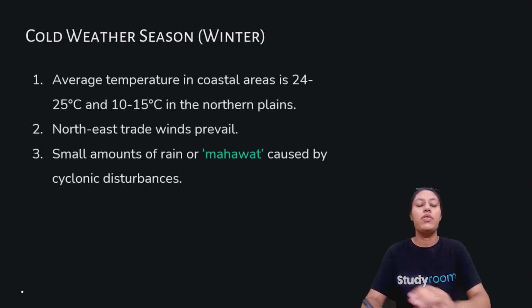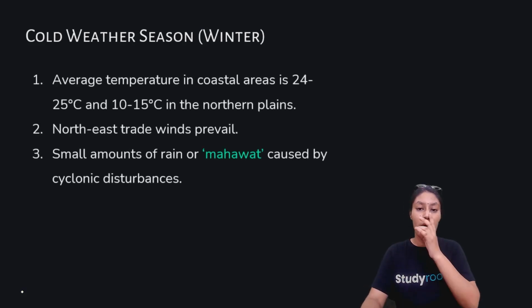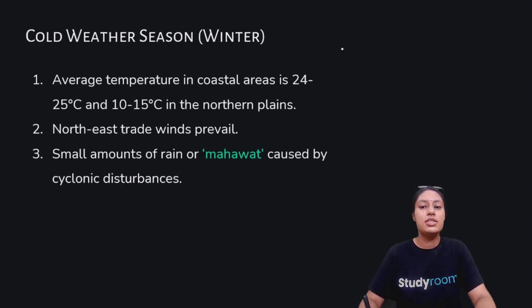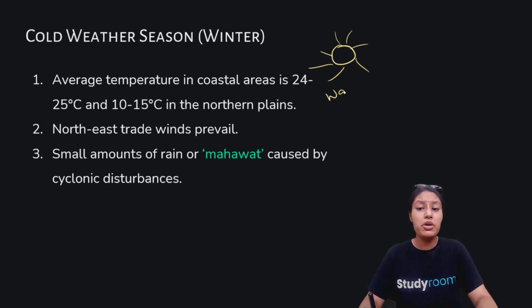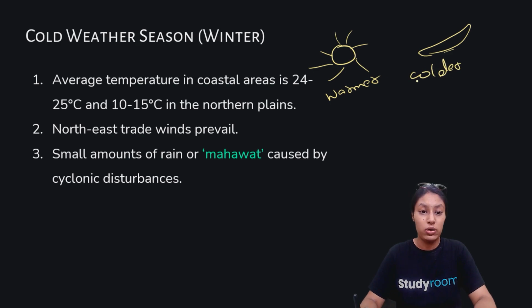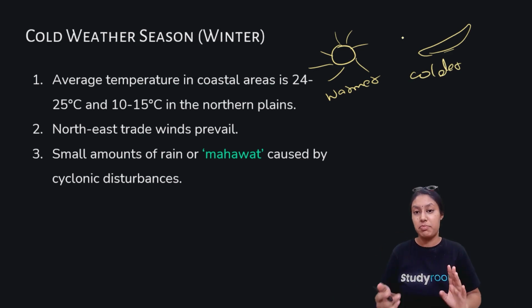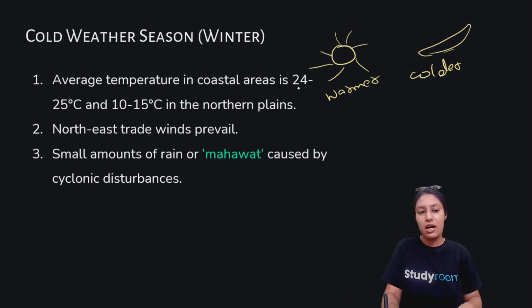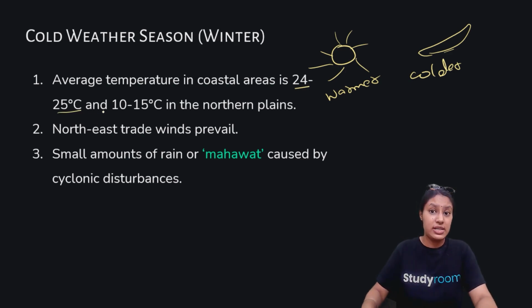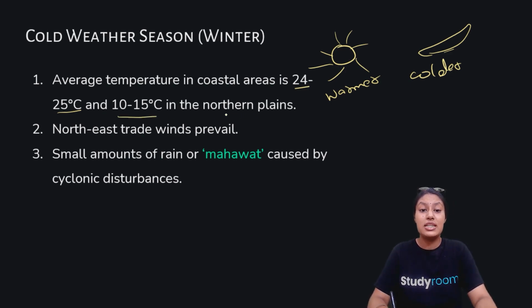Okay, so very first is cold weather season, which we normally call the winter season. So we are all aware of this thing that in winter season the days are warmer, and nights are colder. Okay, so what is the reason of days being warmer and nights being colder? We'll understand that. So first, let's talk about the average temperature. The average temperature in coastal areas is normally 24 to 25 degrees Celsius, which means the winters are not much affected there, and it is 10 to 15 degrees Celsius in northern plains.